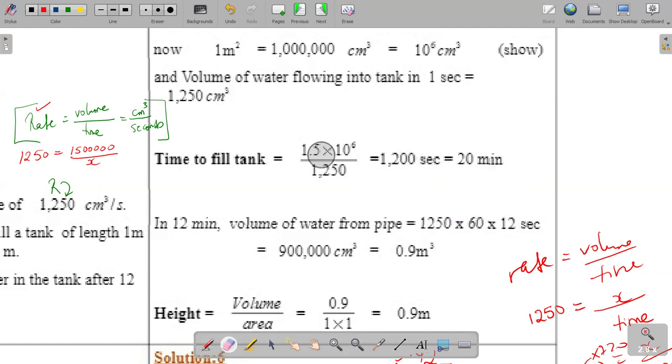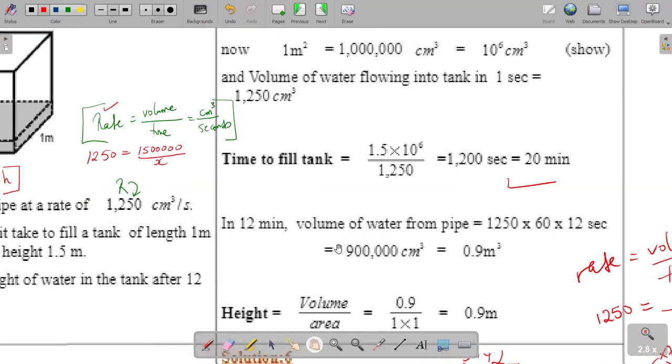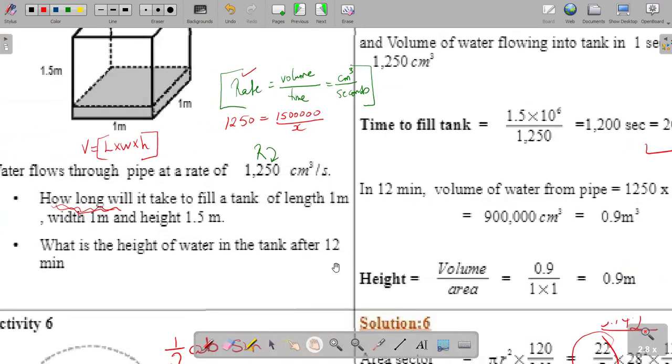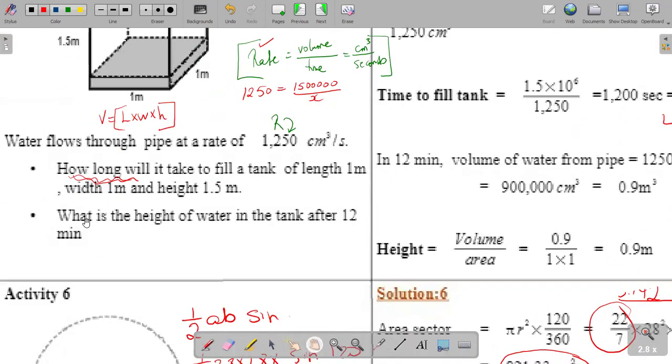So let's just pause here and make sure you're with me so far. Check in. All I'm doing is making sure you understand how to process these questions. Okay, let's move on.